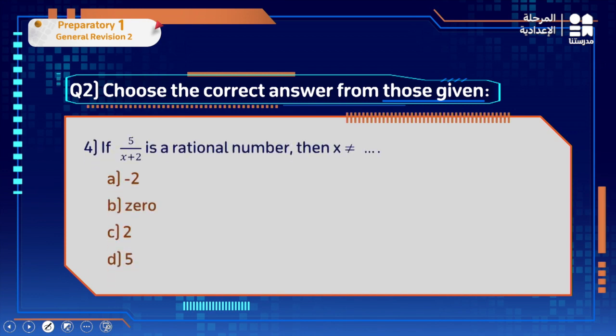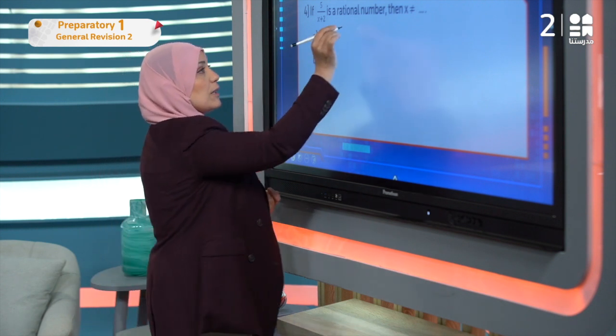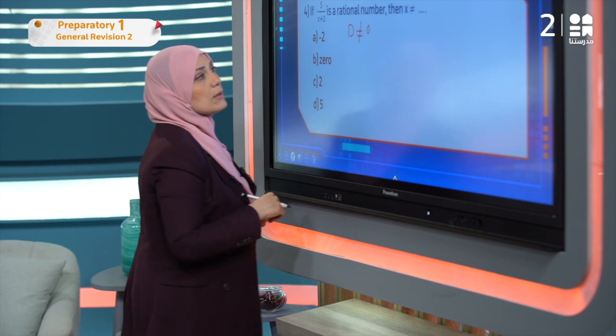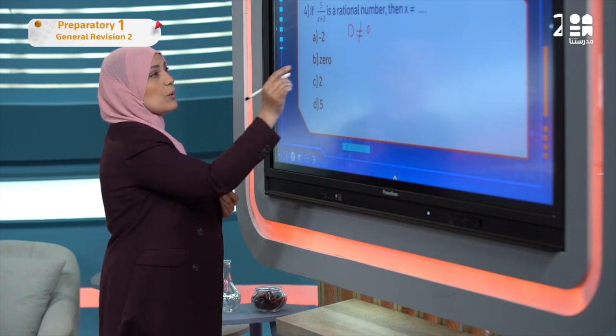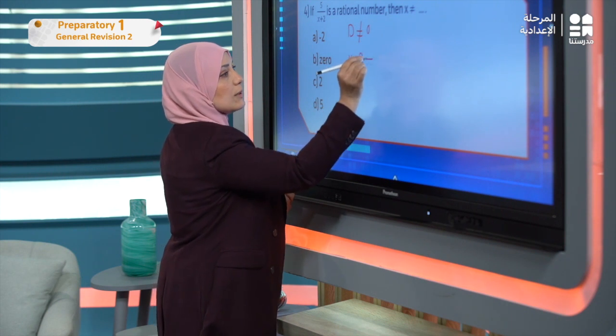So the multiplicative inverse is 1. Number 4, if 5/(x+2) is a rational number, then x is not equal to what? Here, to be a rational number, the denominator is not or doesn't equal to 0. So we have to write this condition. X plus 2 is not equal to 0.